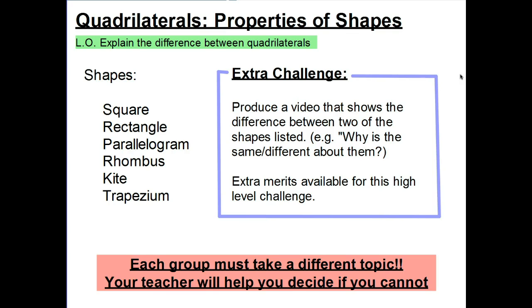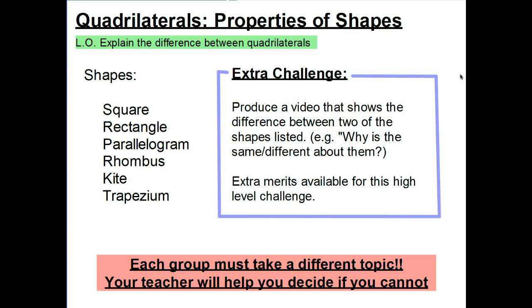If you fancy an extra challenge, you could try producing a video that shows the difference between two of the shapes. So, what's the same and different about them? If you chose a square and a rectangle, yeah, they both have four sides. Yeah, they both have four right angles, but what are the differences between them? There'll be extra merits available for this high level of challenge because it shows a higher level of understanding.